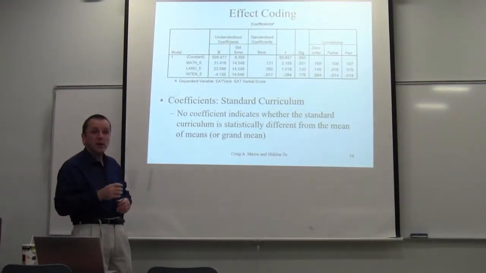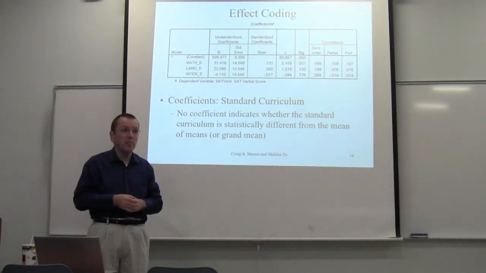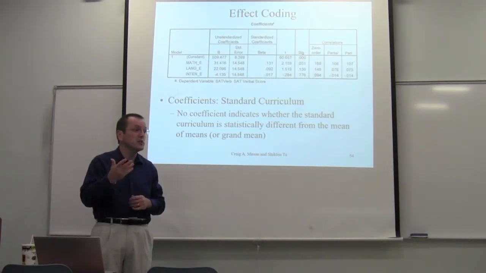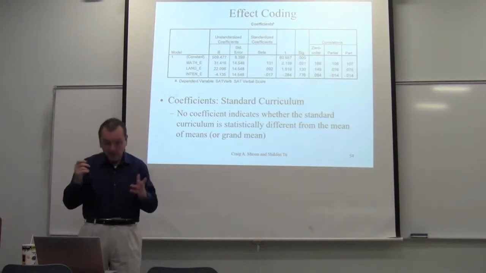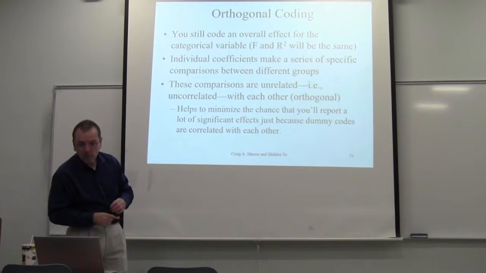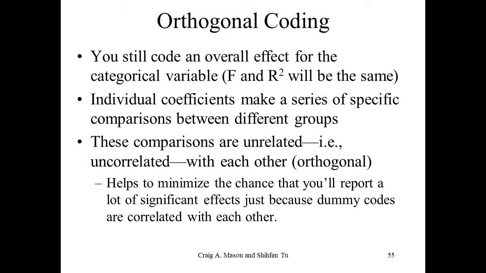There's one other common type of coding that you'll also see in the literature, or may read about, which is called orthogonal coding. Now the book doesn't get into this, but I just wanted to introduce it because you may come across it or hear the term if you're reading the literature.